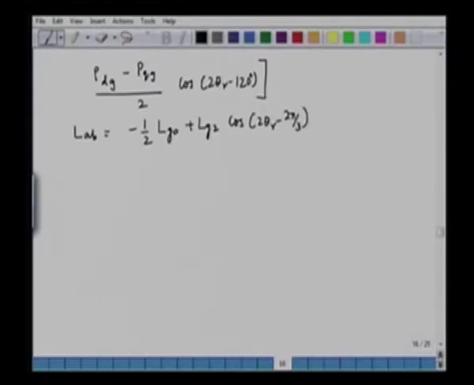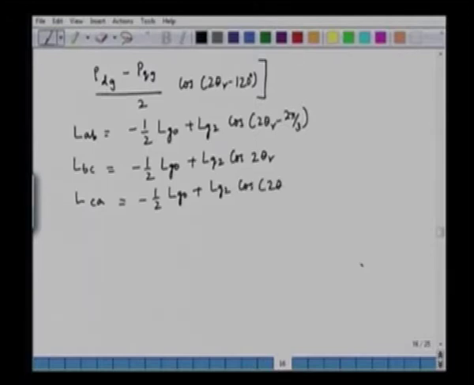And out of symmetry, we can write down the inductance of phase B and C, that is equal to minus of half Lg0 plus Lg2, and what I can do is that I can replace this theta r by theta r minus 120 and simplify that. So, I will have here just cos 2 theta r. Similarly, for phase C, LCA, that is equal to minus of half Lg0 plus Lg2 into cos of 2 theta r plus 2 pi by 3.